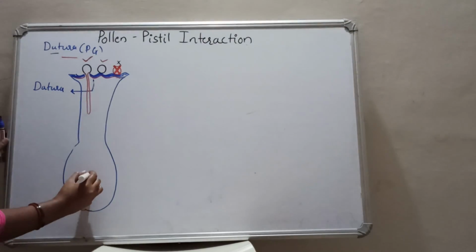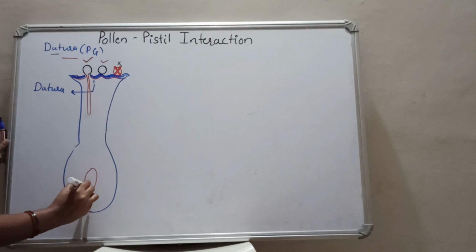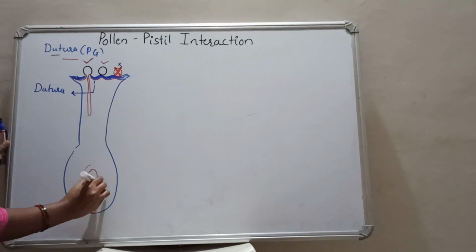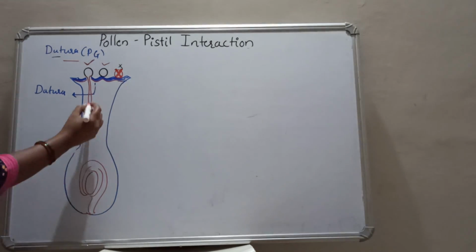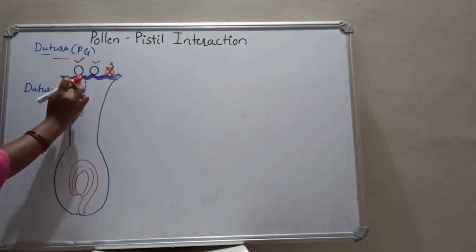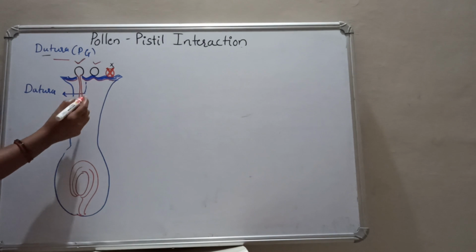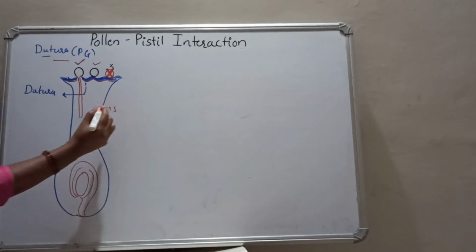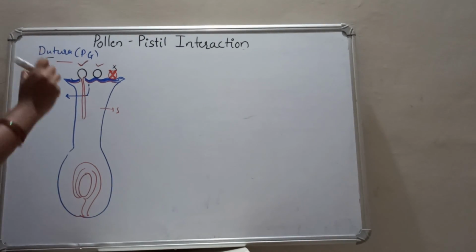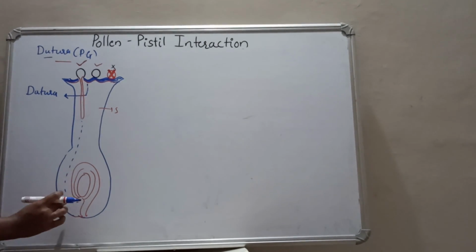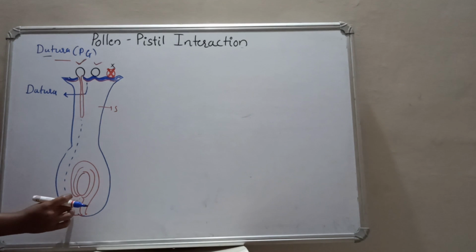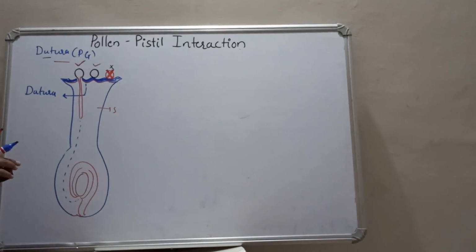Here it is the ovary, and the ovules are present in the ovary. The compatible pollen grain produces the pollen tube through the style, and that pollen tube reaches the ovule. How does the pollen tube reach the ovule?